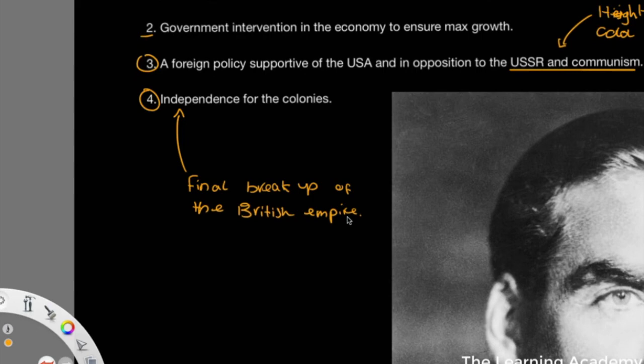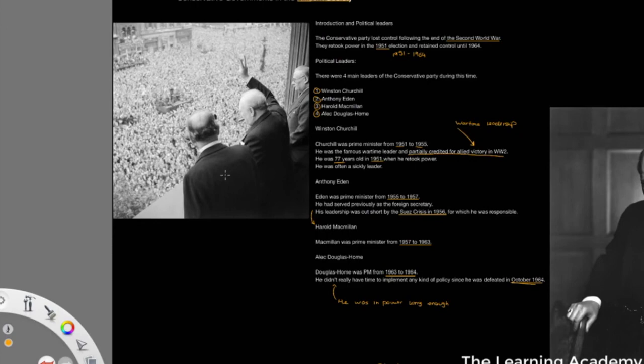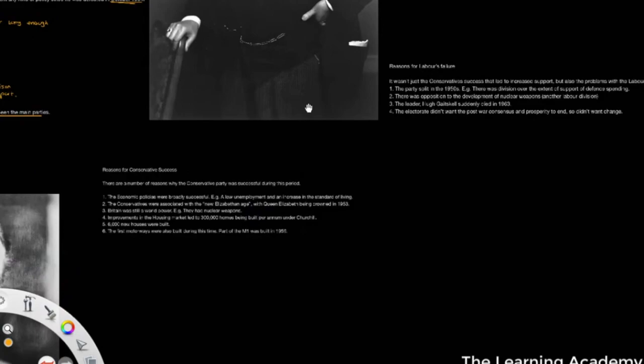The breakup and eventual decline of the British Empire took place over a very long period of time. However, it was in this period, in the 50s and the 60s and the 70s, that we start to see the final collapse of all the remaining areas of the empire. And this is an image of Anthony Eden, by the way. We've got Winston Churchill here at the victory in World War II, and we also have Winston Churchill here in a portrait image, and then we also have Anthony Eden.